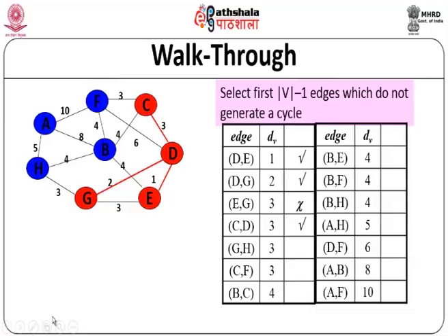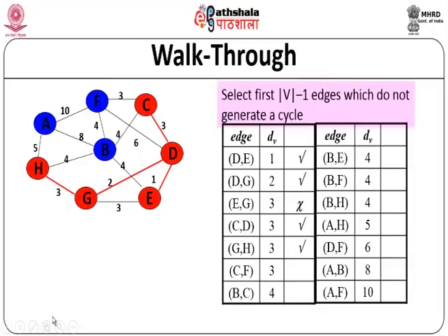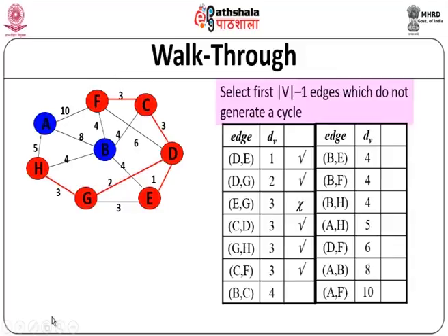Now, 4 nodes have been taken care of, remember that also. Now, next is GH. So, that you can select because that does not form a cycle. So, you select that. Now, you are finished with 5 nodes. Next, you have CF. CF is also fine, does not form a cycle. So, that is okay. So, now you have BC. Now, if you put BC, it does not form a cycle. So, that is also fine.